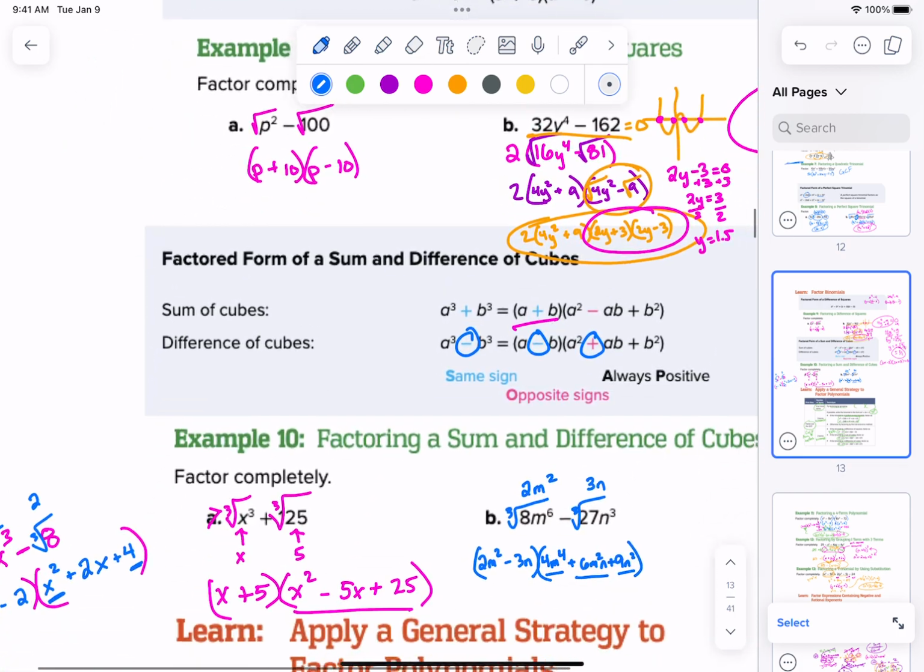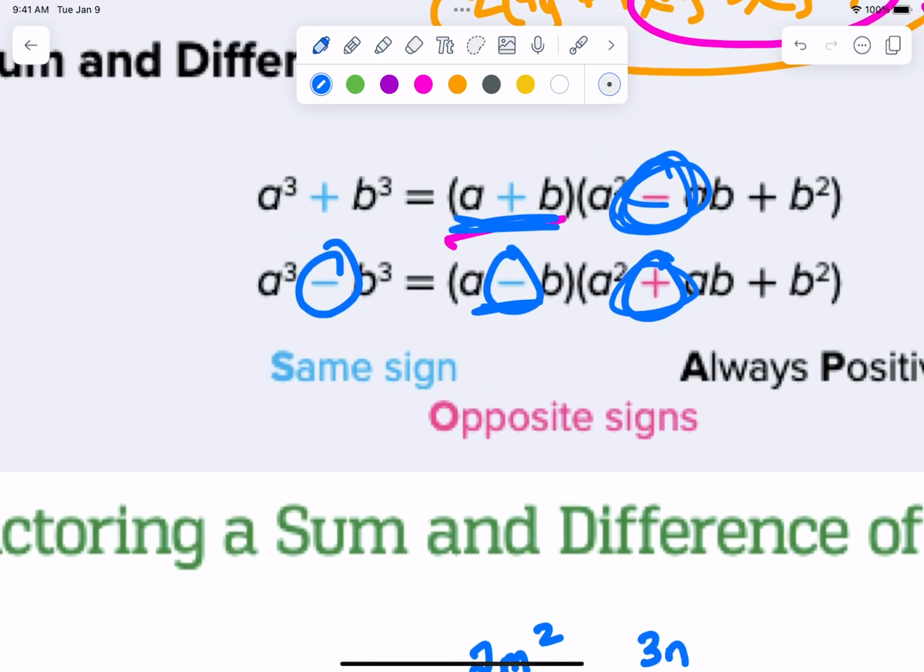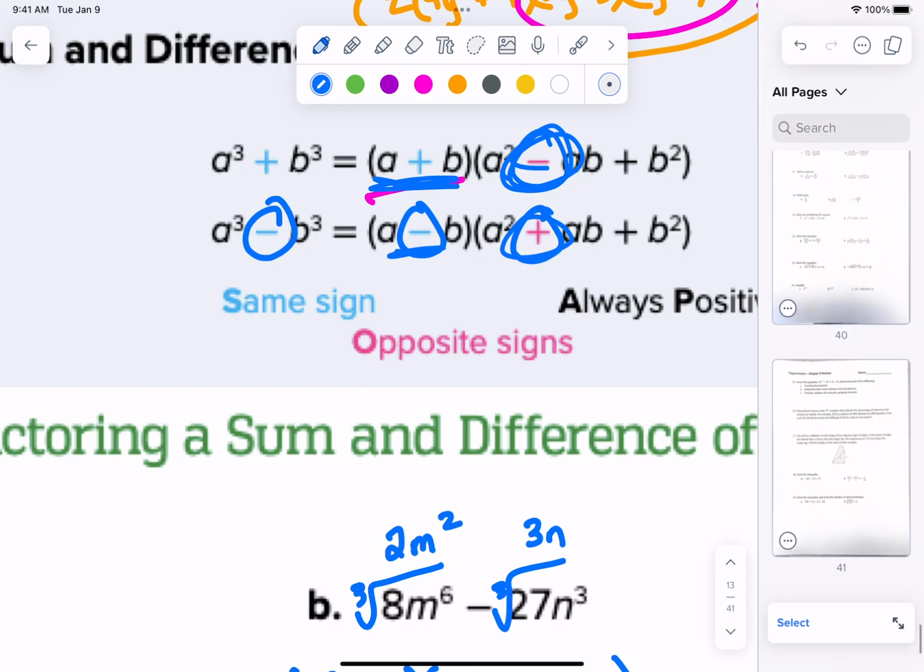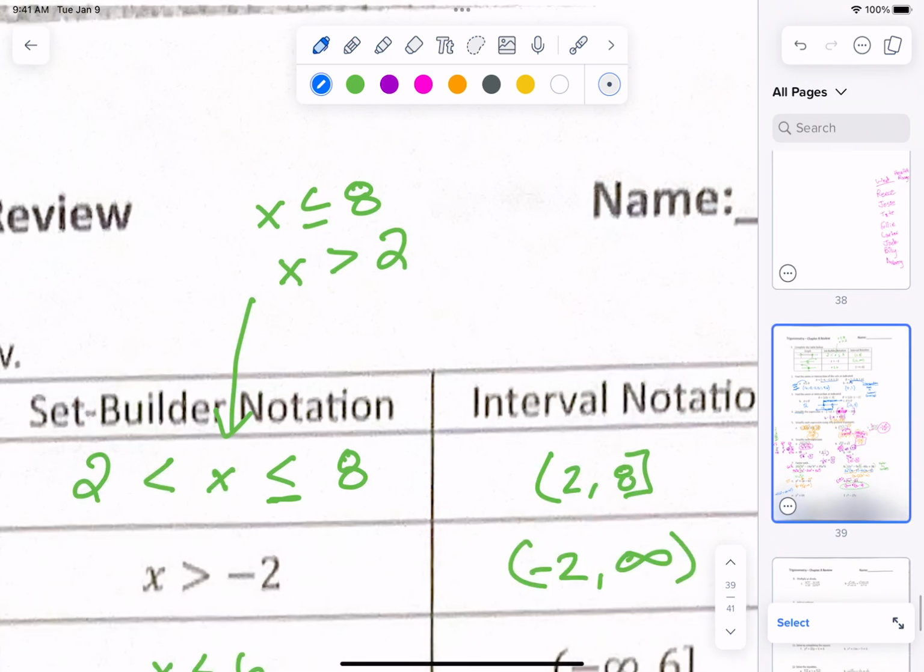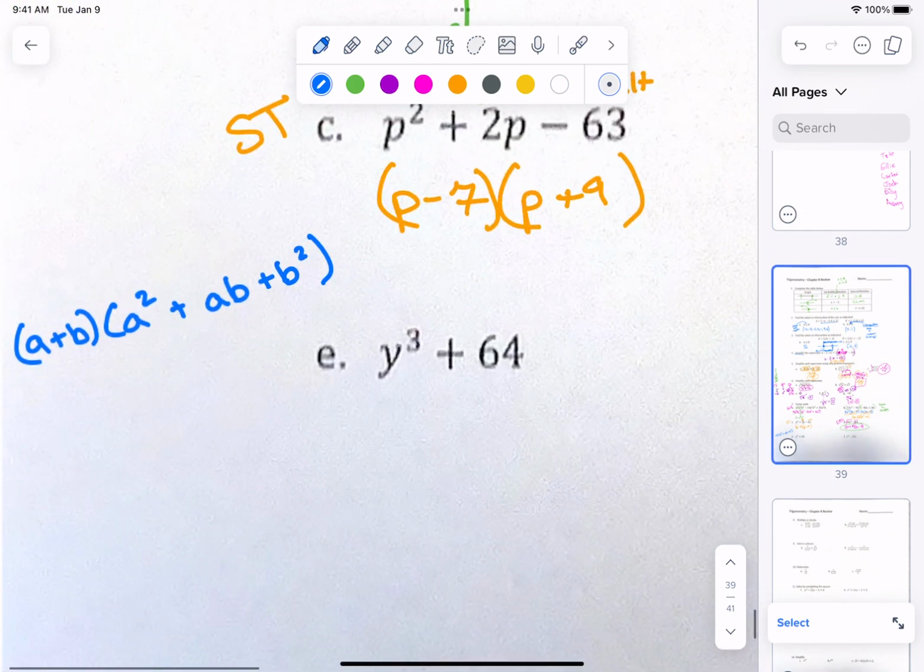And it's difference of cubes, right? Nope, it's the opposite. It's the opposite sign. So it should be minus, right? Plus and then minus, minus and then plus. It's the opposite sign. Okay. So let me put that back down here. All right, here we go. So this guy should be a minus instead of a plus.